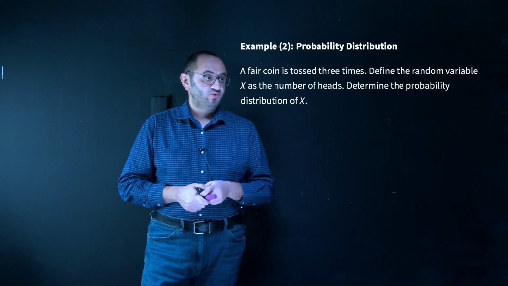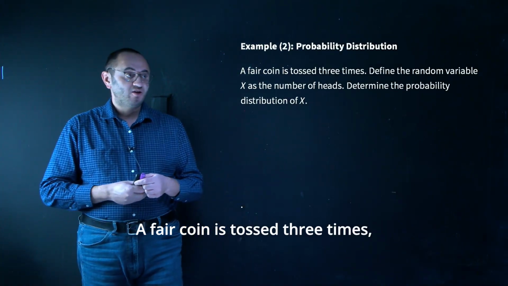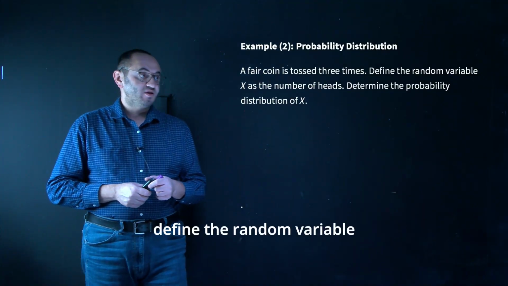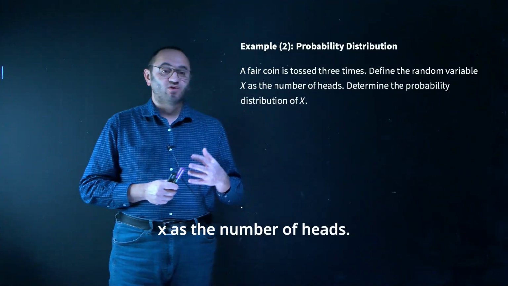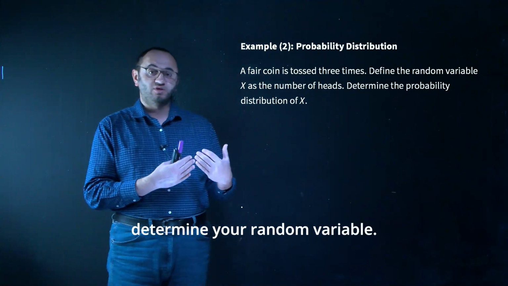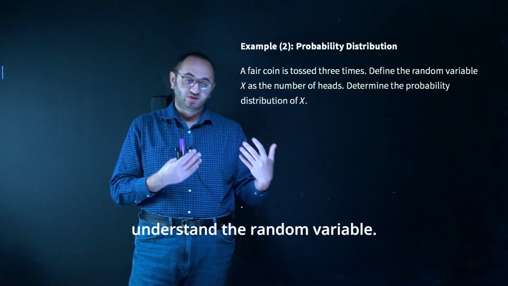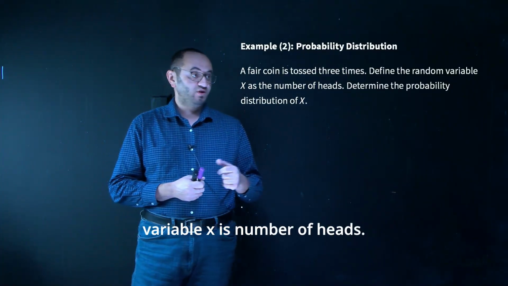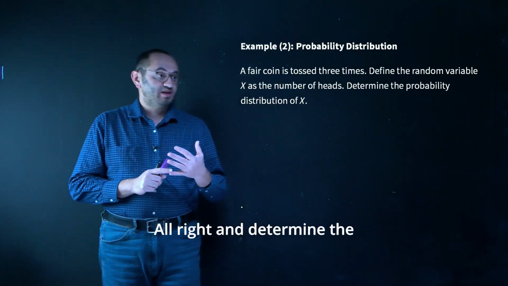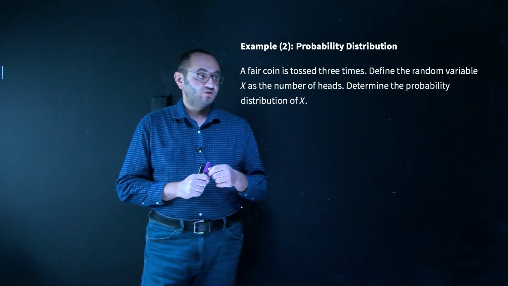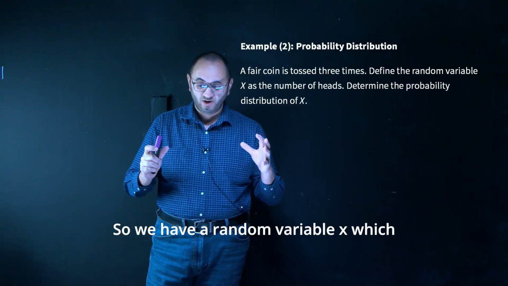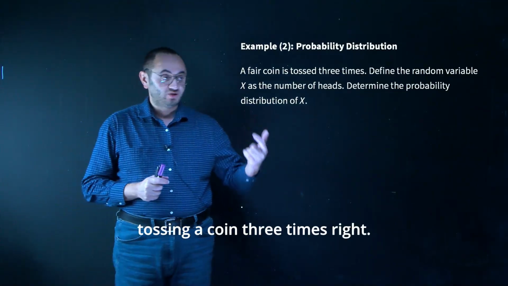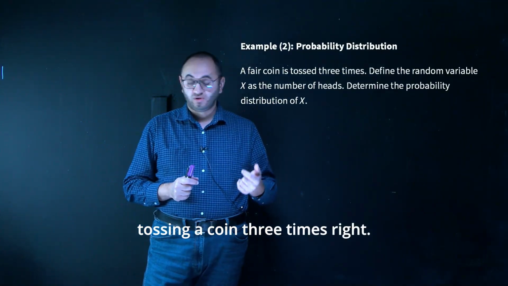There is another example. A fair coin is tossed 3 times. Define the random variable X as the number of heads. So here, you have to determine and understand your random variable. In this example, the random variable X is the number of heads, and we determine the probability distribution of X. The experiment is tossing a coin 3 times.